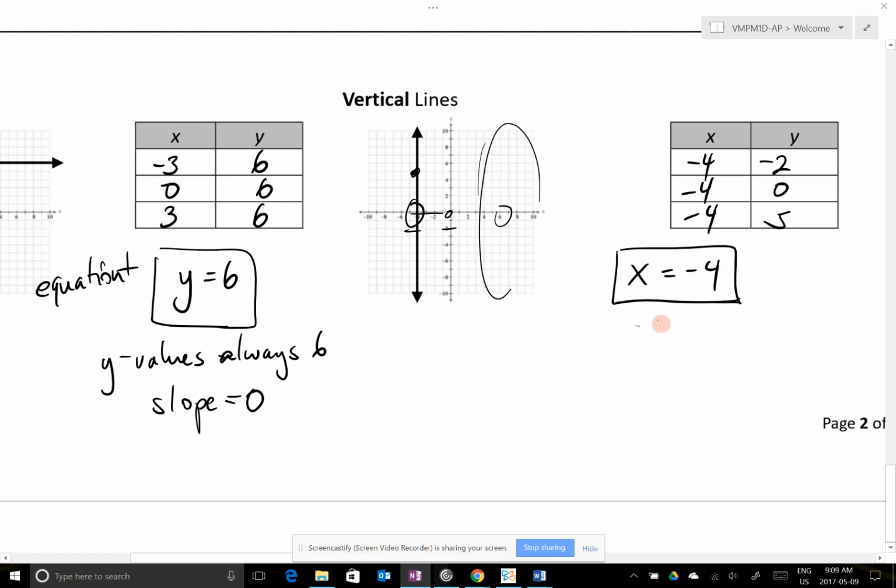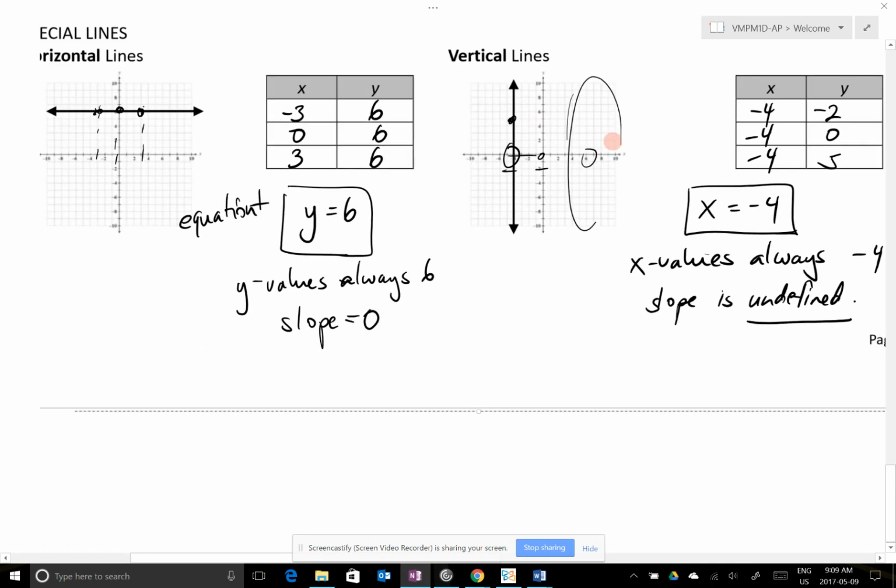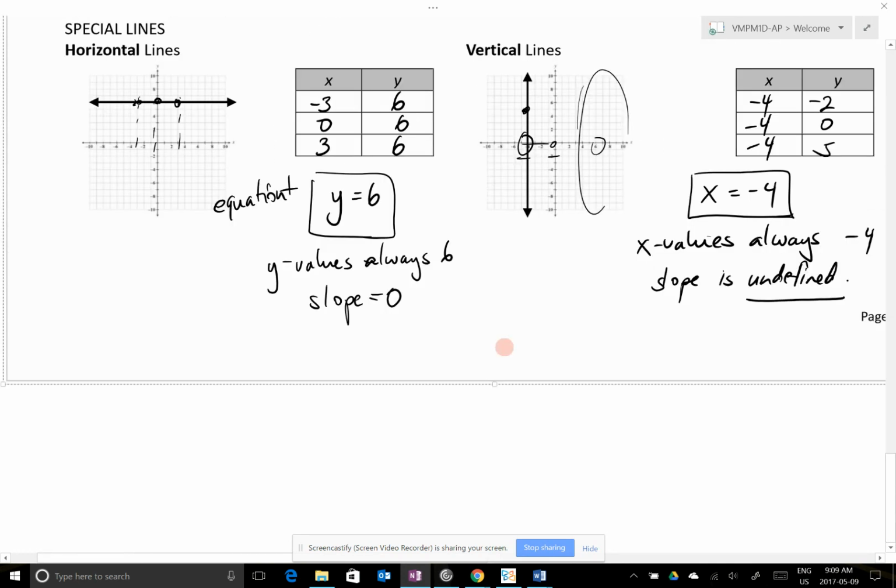Now you can have an equation of a line by saying x equals negative 4. You don't have a y in here because any y value works. So the x value is always negative 4. The slope is undefined, and we talked about this in the previous lesson. It's like an infinite steepness slope. All right, so those are our special cases, and that ends this lesson.